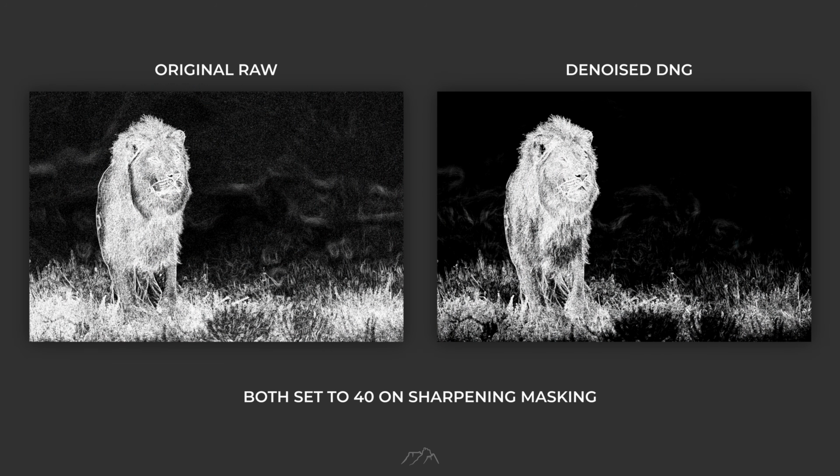Let me show you the masking overlay comparison between the original RAW file and the denoised version. With the masking set to 40 on both images, you'll notice that the original RAW file applies much more sharpening to the background, where we don't want it. In contrast, the denoised version keeps the sharpening more focused on the subject, with far less spill into the background.